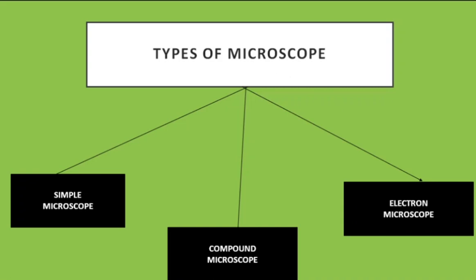Now, what is the difference between these 3? Simple microscope magnifies the things 300 times of its original size. Compound microscope consists of 2 lenses and the things can be seen more clearly. But nowadays, the electron microscope is used, which magnifies the things up to 2000 times.